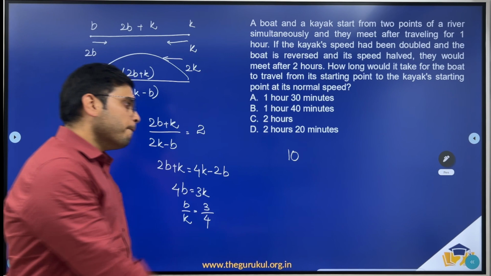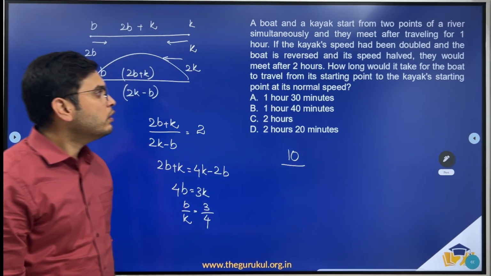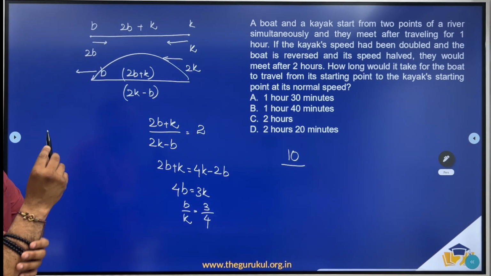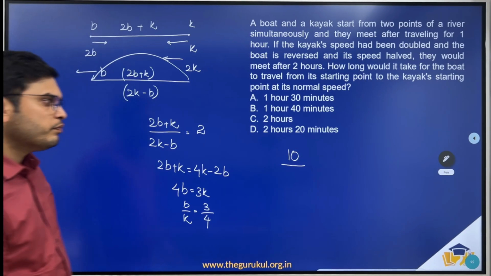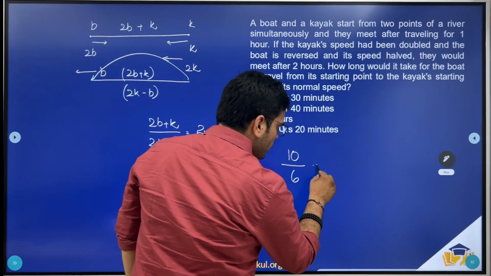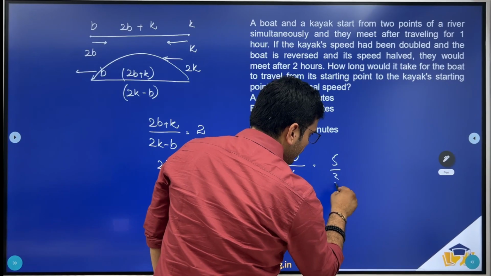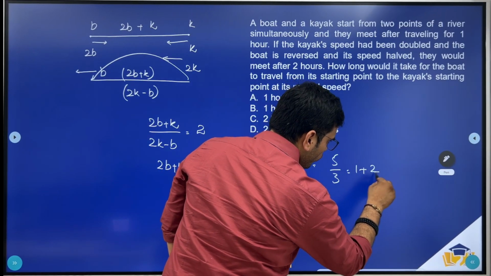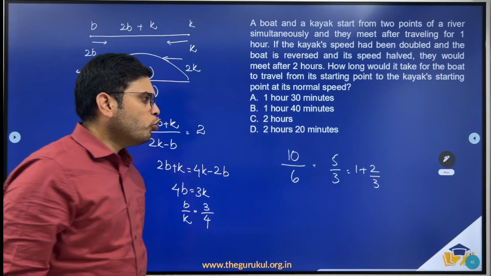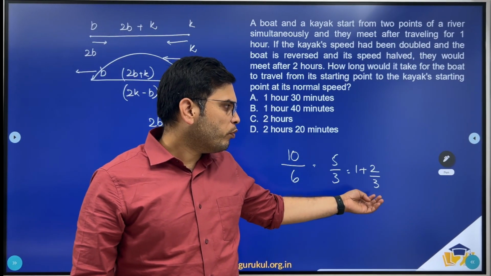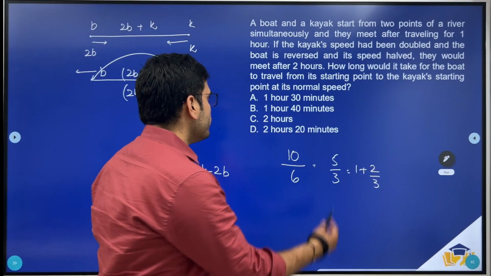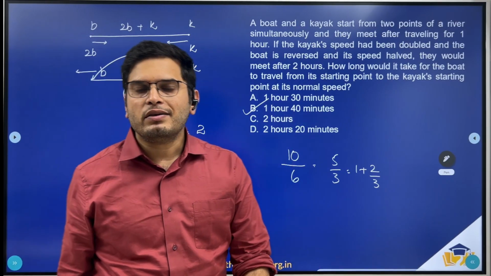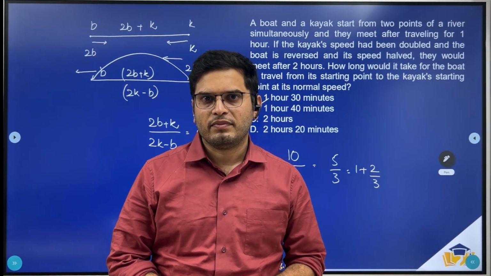Right, what is the boat's normal speed? 2b, which is 6. Now this is 10 by 6, which is 5 by 3, or 1 plus 2 by 3. Now 2 by 3 hours is nothing but 2 by 3 into 60, 40 minutes. So it should be 1 hour 40 minutes should be the answer to this question.